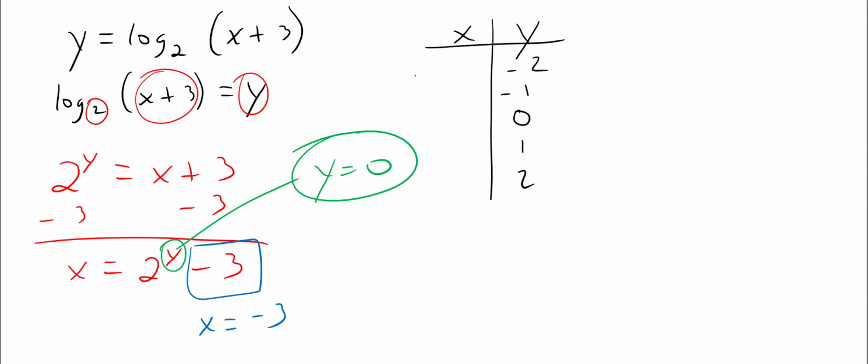So negative 2.75. Put a negative 1 in there. 2 to negative 1 is 0.5. 0.5 minus 3 is negative 2.5. I put a 0 in there. 2 to the 0 is 1. 1 minus 3 is negative 2. Put a 1 in there. 2 to the first power is 2. 2 minus 3 is negative 1. And put a 2 in there. 2 squared is 4. Minus 3 is 1. Okay, there you go.